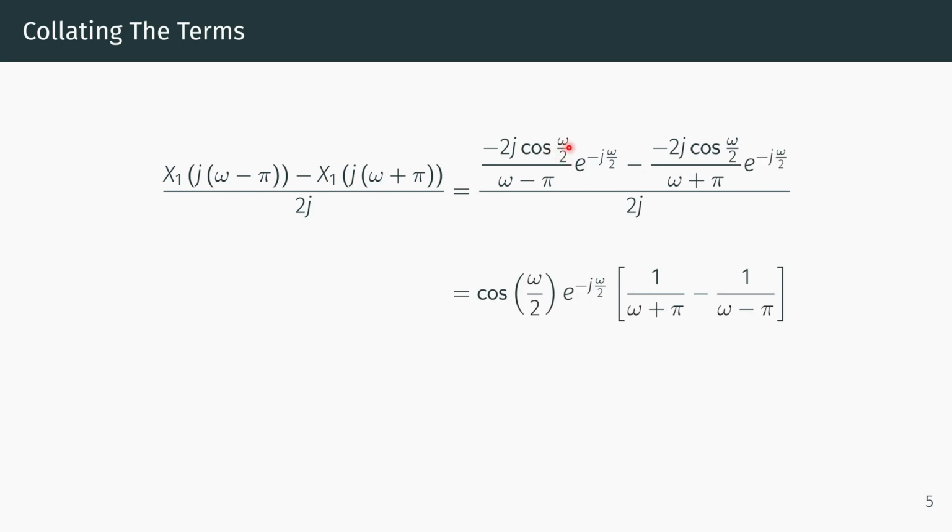So what we will get here? Finally we get cos omega by 2 e power minus j omega by 2 as common. So this minus times minus is plus, and hence you will get 1 by (omega plus pi). And this negative term will be there, and hence you will get minus 1 by (omega minus pi). We can further simplify. You take the LCM of these two terms, you will get omega square minus pi square. So you will get minus (omega minus pi) minus (omega plus pi). So omega will get cancelled, and finally you will get minus 2 pi. So the final answer would be minus 2 pi times cos omega by 2 e power minus j omega by 2, whole divided by omega square minus pi square.